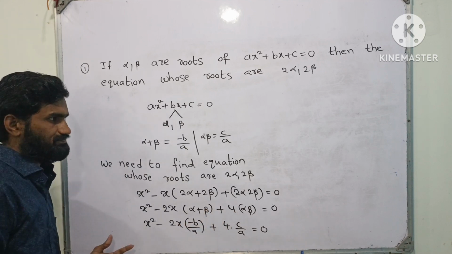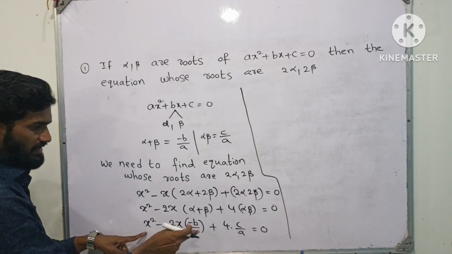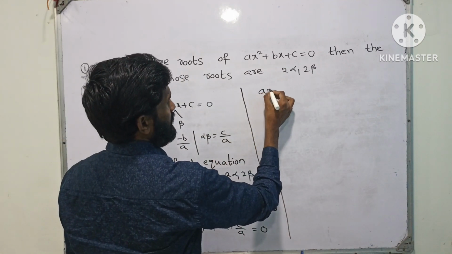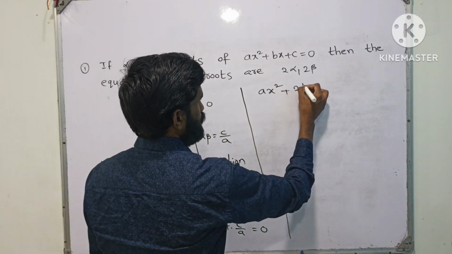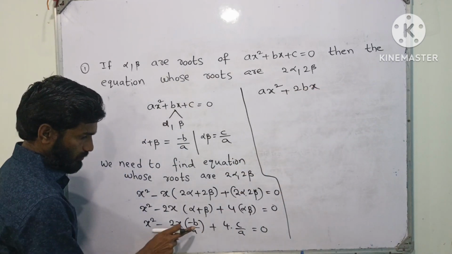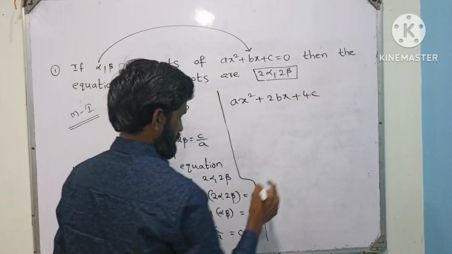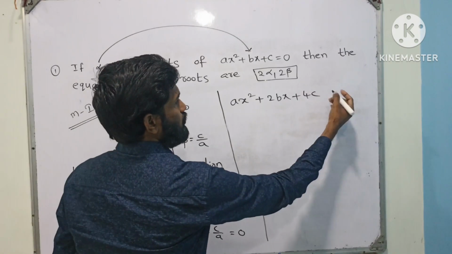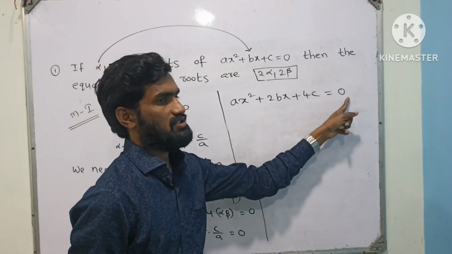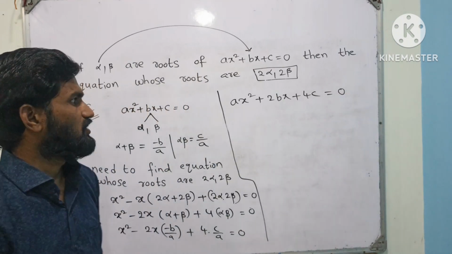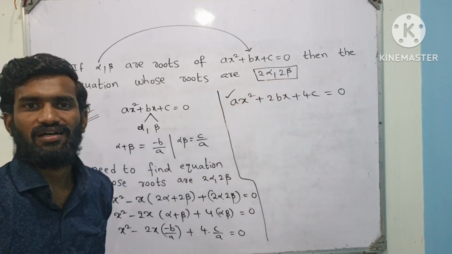Now if I take LCM, what will I get? If I take LCM, it is a here. So it is nothing but a into x square minus into minus, which is plus 2bx plus 4c by a equals to 0. Equals to 0 means a into 0 again we will get 0. So this is the required equation whose roots are 2 alpha comma 2 beta.